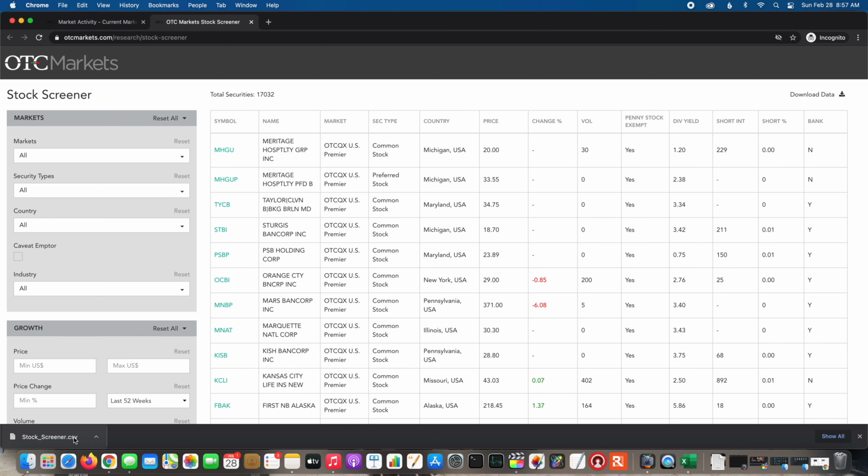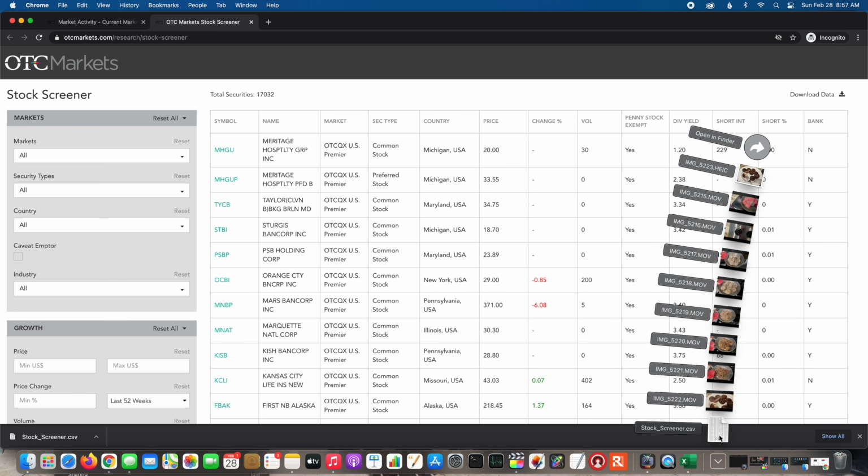I've downloaded a CSV. If you've got Microsoft Excel, or maybe some sort of open source spreadsheet application that'll open CSVs. In my case, I use, what do they call it, Numbers? Yeah, the Numbers app for Mac. So I'm going to go to my downloads. I'm going to select Stock Screener.